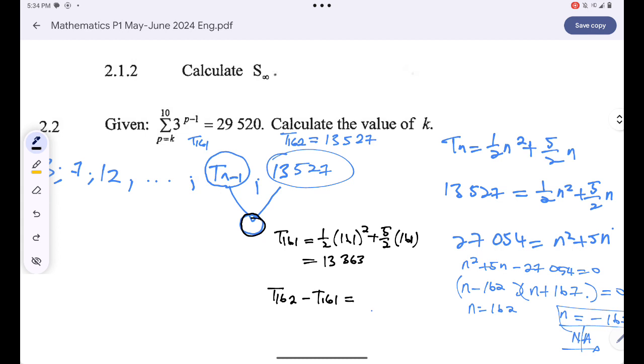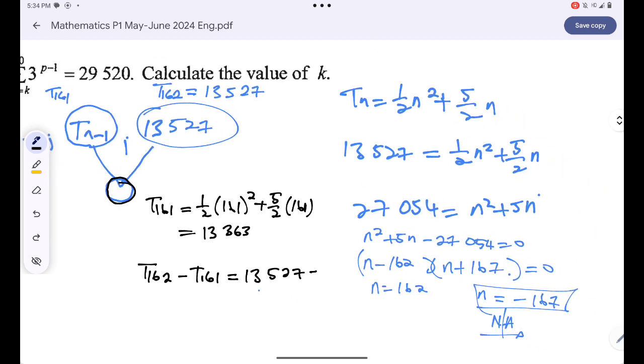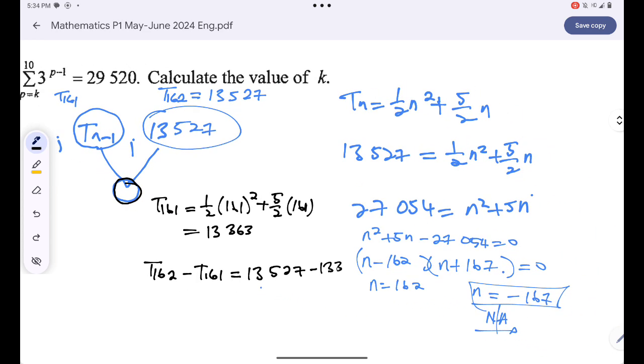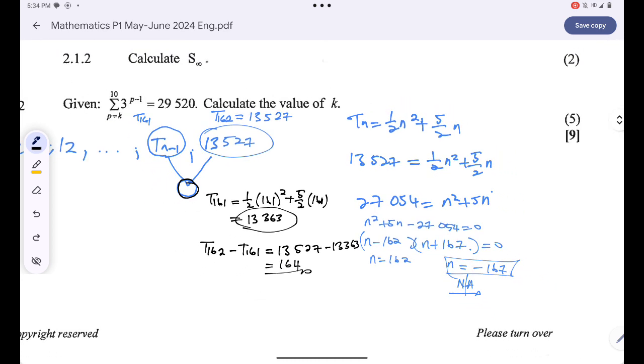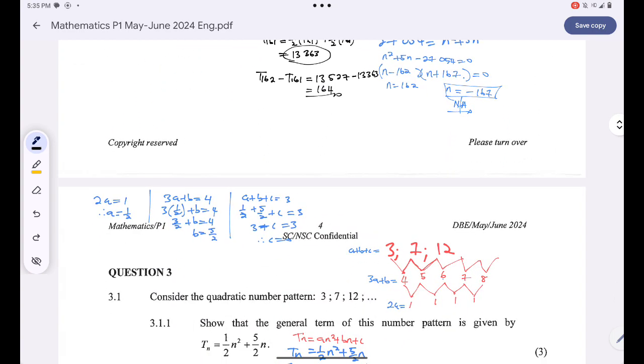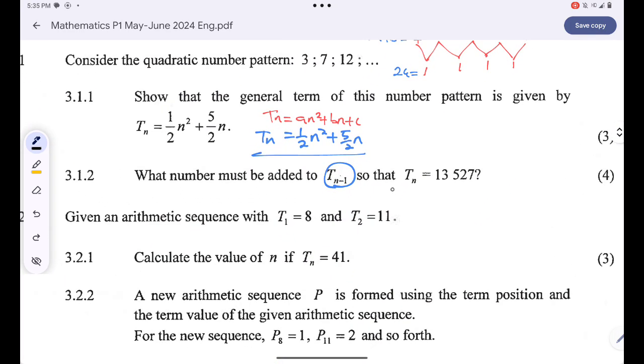T161. Are you together? That's basically 13,527 minus 13,363. So this will give me 164. So 164 must be added to 13,363, so that the end term will simply be 13,527. The number that should be added is basically 164.